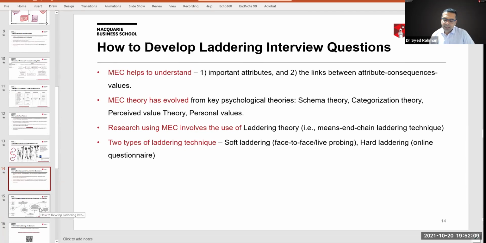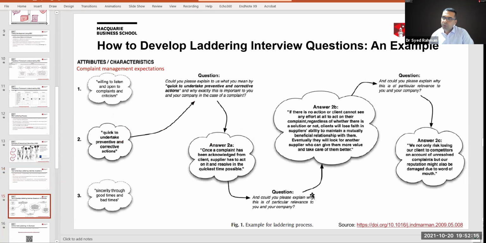So the next question is, what are those laddering questions? How does it actually work? The way it works is like this. This is a screenshot from another article, and I have linked to this article at the end of this presentation, and there is an online step-through process that you will go through.